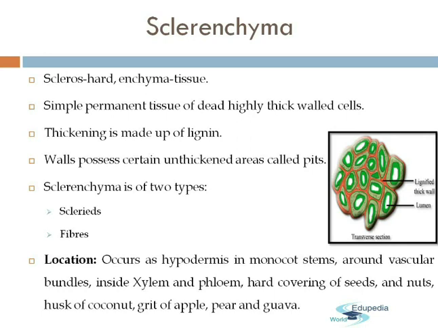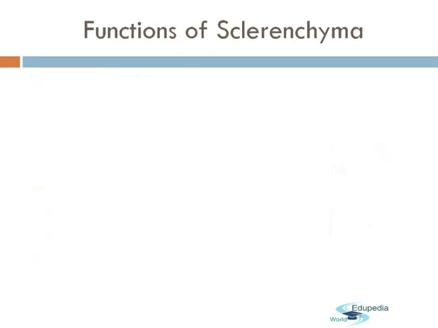Now, where does the sclerenchyma occur? It occurs as hypodermis in the monocot stems, because in dicots, what is present? Collenchyma. They are present around the vascular bundles, inside the xylem and the phloem. They are present on the hard covering of the seeds and nuts, the husk, the brown part which you see on the coconut, the grit, and the covering of the apple, pear or guava.